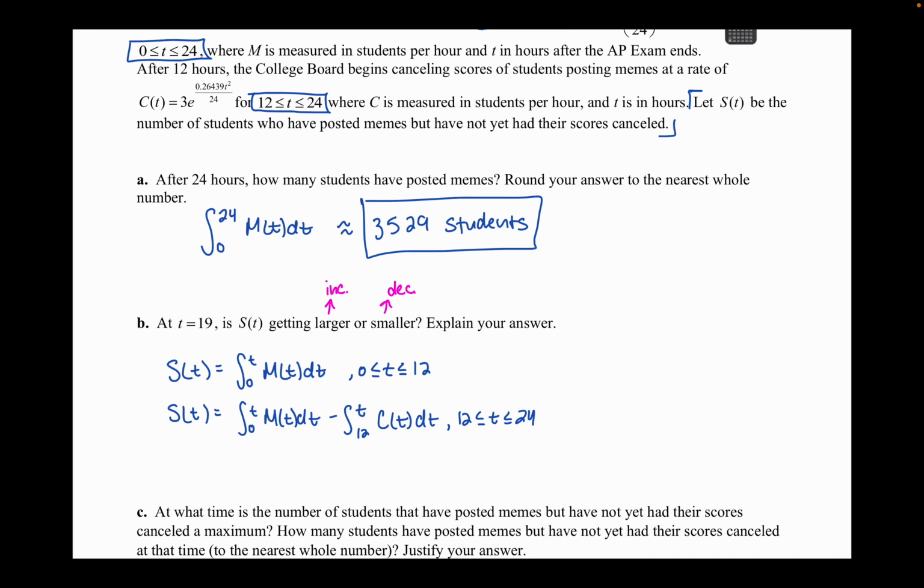So what we're actually going to do is take the derivative and figure out if the derivative is positive or negative. And we're going to just take the derivative of both of those integrals. So this is the fundamental theorem of calculus part 1. The derivative of that first integral is just going to be m of t. The derivative of the second one is going to be c of t. Okay, so what we need to do is figure out s prime of 19 is m of 19 minus c of 19. We need to figure out if that's positive or negative.